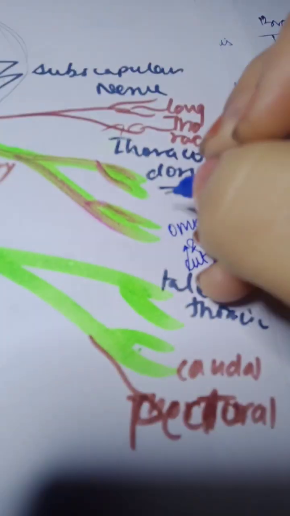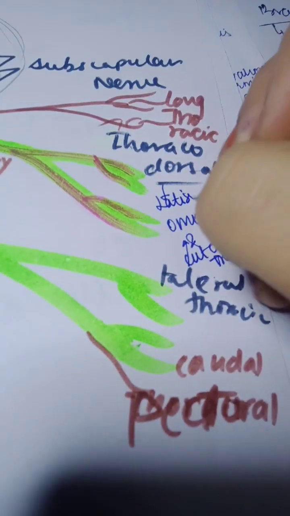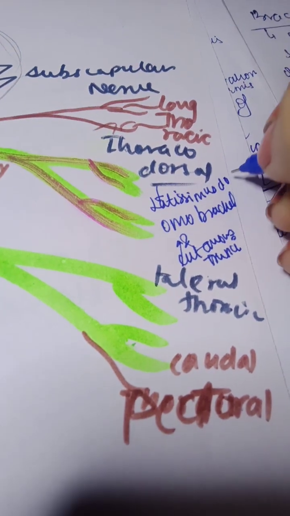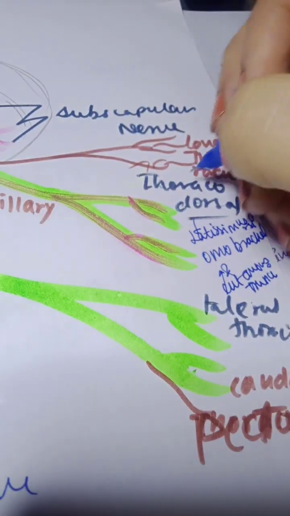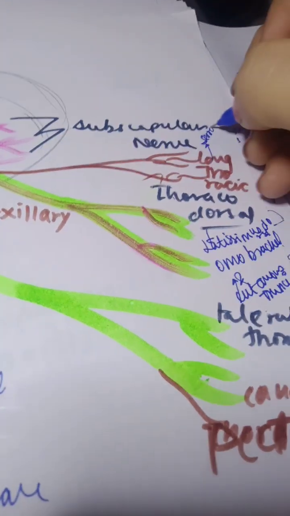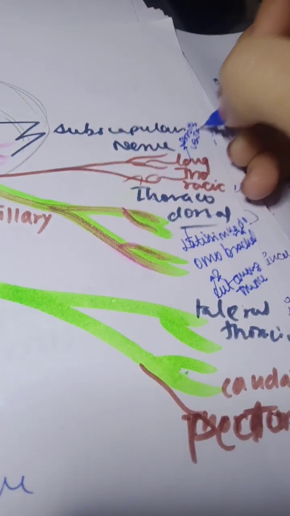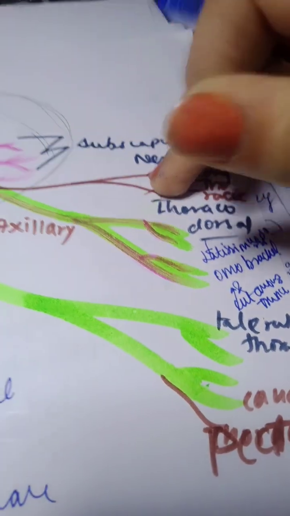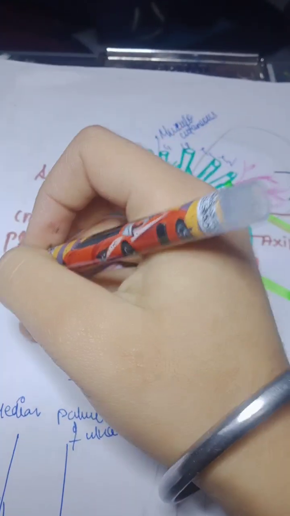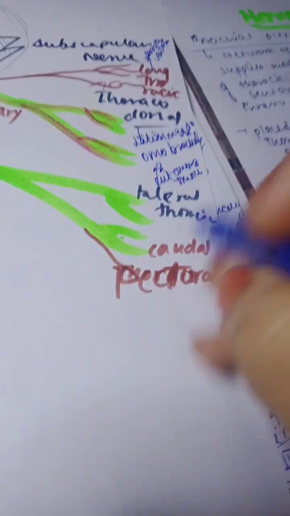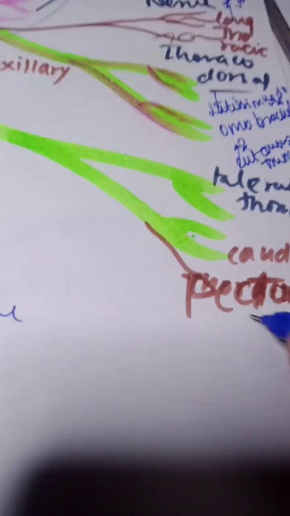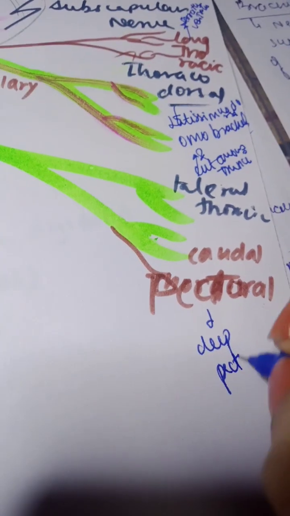Second is thoracodorsal above it. So it supplies latissimus dorsi. Is it clear? Then above that, third one, 1, 2 and 3. Third, long thoracic supplies serratus ventralis. Fourth is nerves to pectoral. It has two parts. One is cranial pectoral, which will supply the superficial pectoral, and another one is caudal pectoral, which is another branch of the lateral thoracic. It will supply deep pectoral muscle.